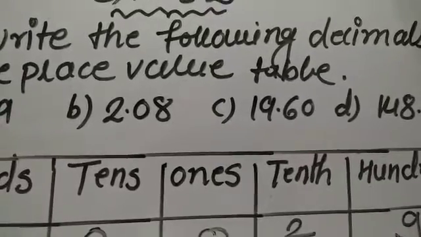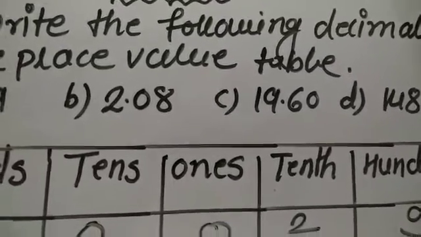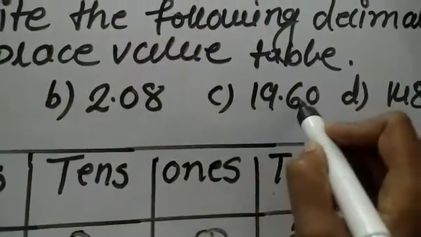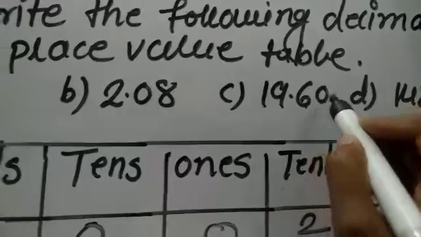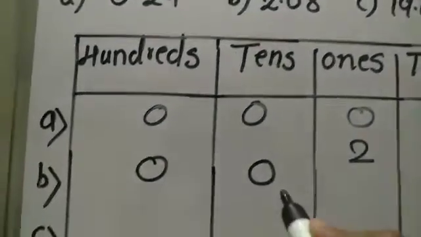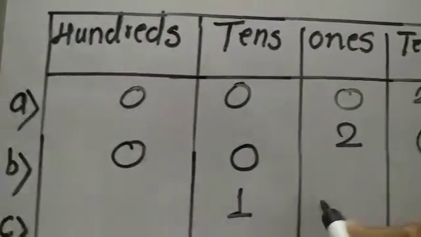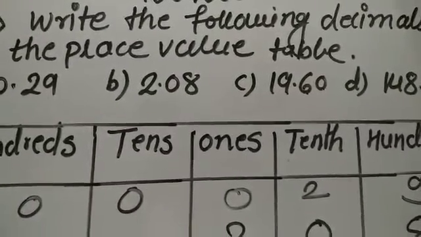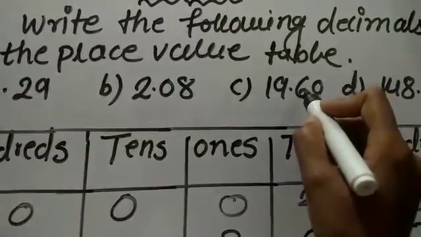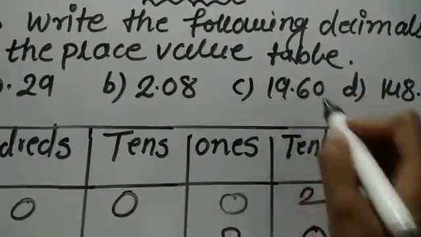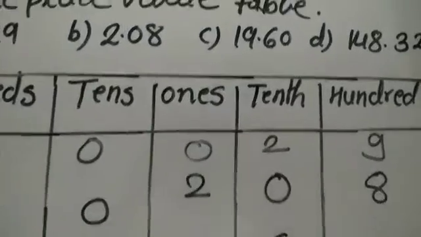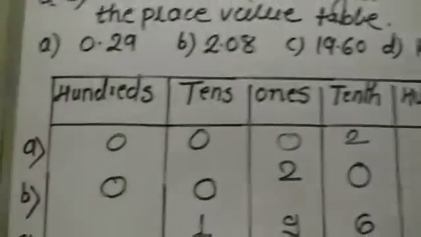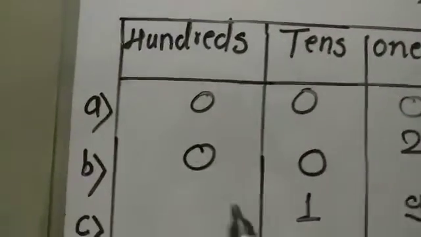Now the third decimal number is 19.60. This is the 10th place, this is the ones place. Then this is 10th and this is 100th. So we can write 1 at the 10th place, 9 at the ones place. After 9 there is a decimal point and just after the decimal point this one is the 10th place. So 6 will come at the 10th place and this is the 100th place, so 0 will come at the 100th place. Now no digit for the 100th place, so we can put 0.